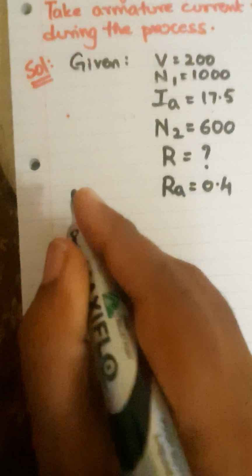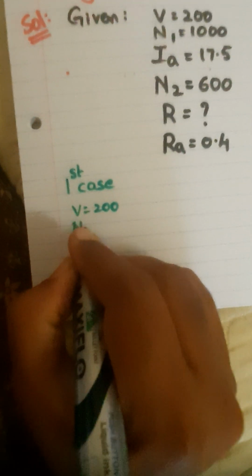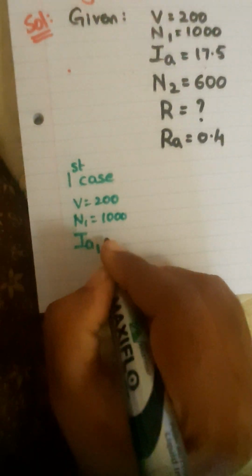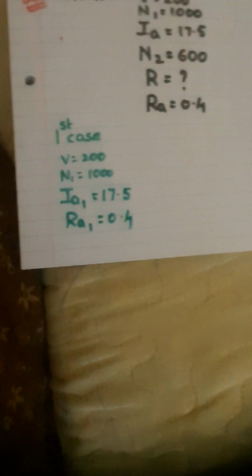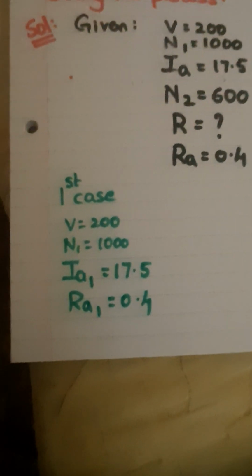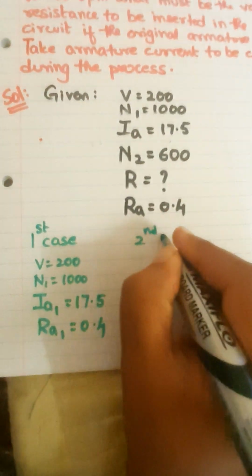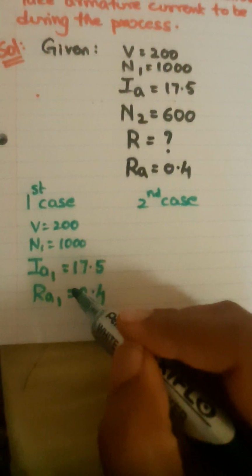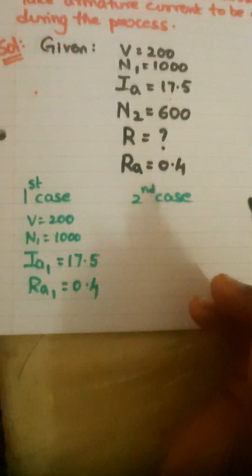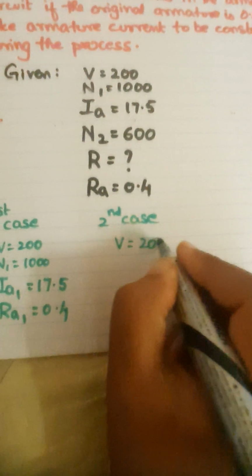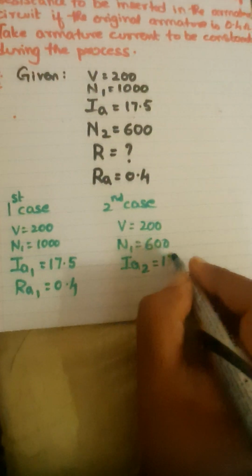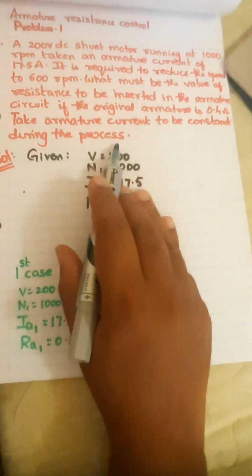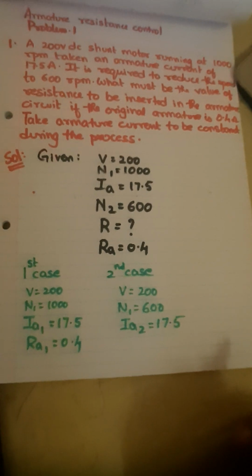Because in the first case, when the system is operating, voltage is 200, speed is 1000, armature current IA1 is 17.5, and armature resistance RA1 is 0.4. Now the second case. You understood that you can't control the speed, so you add extra resistance to reduce it. Input is not changed, but speed has reduced to 600. They said armature current should be constant, so IA1 equals IA2.